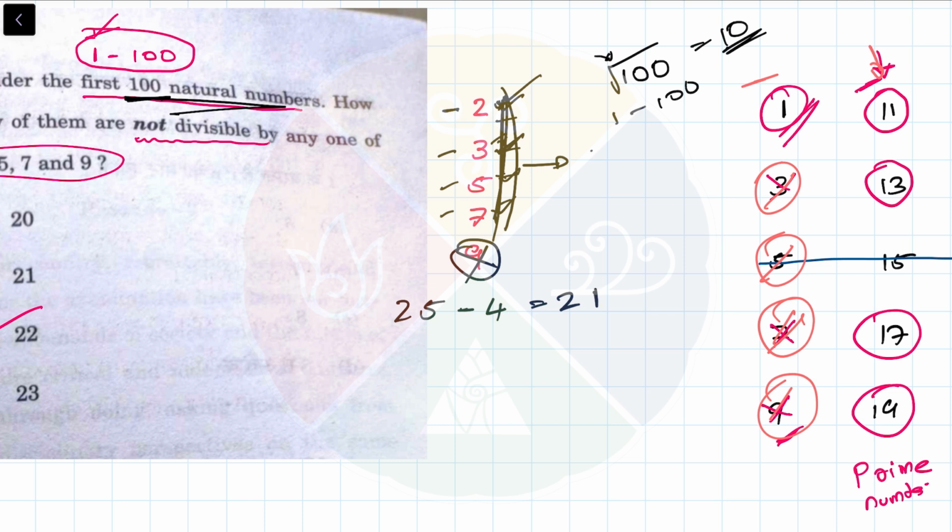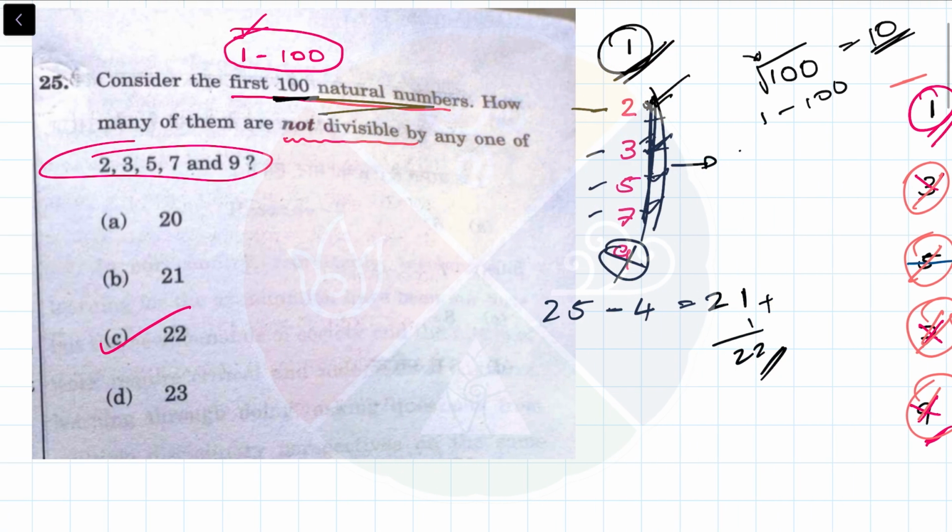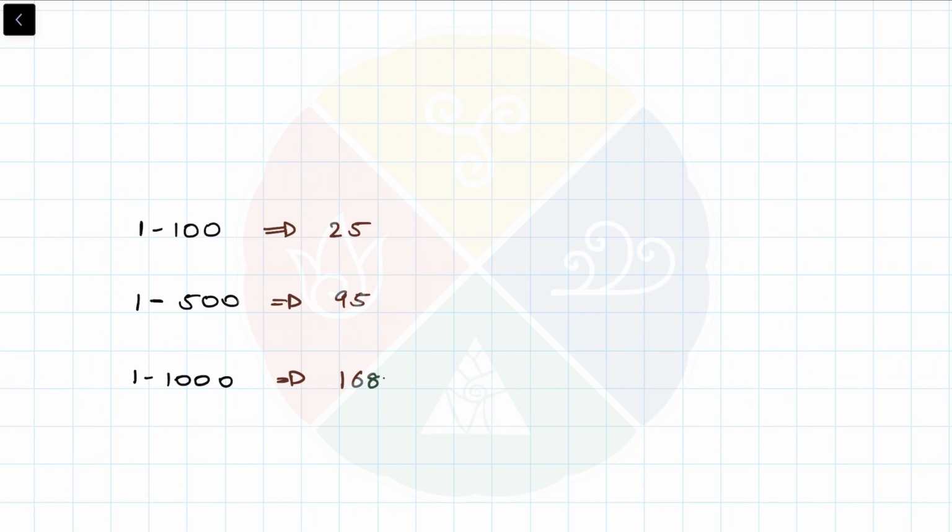Then into that you also have to add 1, because 1 is a smaller number, it's not divisible by any of these numbers. Therefore you will get the answer 22. So if you understood this concept, you could directly solve this problem. Okay, I'll give you one practice question. This is a prerequisite which you need to solve the next problem.